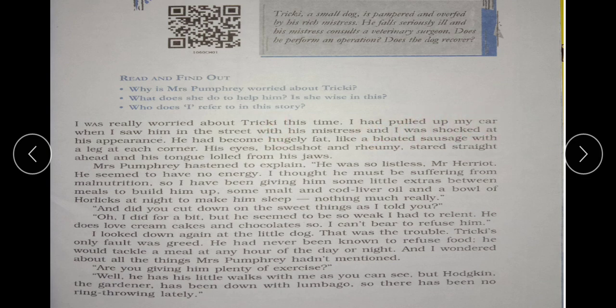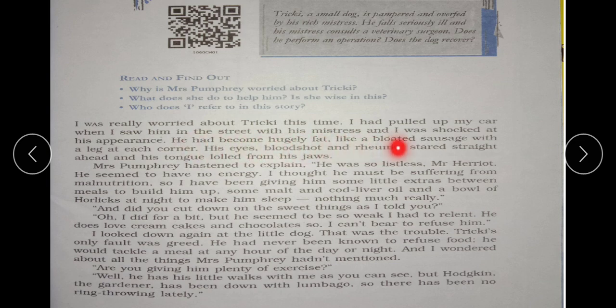I had pulled up my car when I saw him in the street with his mistress, and I was shocked at his appearance. So, the doctor was going somewhere with his car, and when he saw Tricky on the street, he parked his car and he came to the mistress.